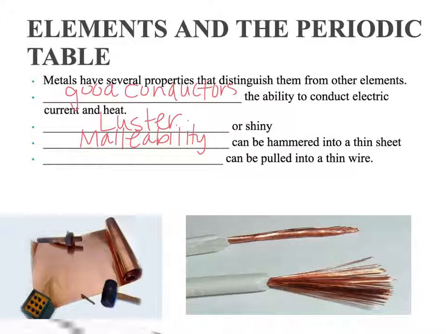And then they also have the ability to be pulled into a thin wire, and we call this being ductile. For instance, we have some copper wire shown here, which is often used in electrical work, but we also sometimes have copper tubing that's used in air conditioning work. So again, they're conductors. They have luster, which means shiny. They're malleable, or have the ability to be hammered into a thin sheet, and they are also ductile, which means they can be pulled into a thin wire.